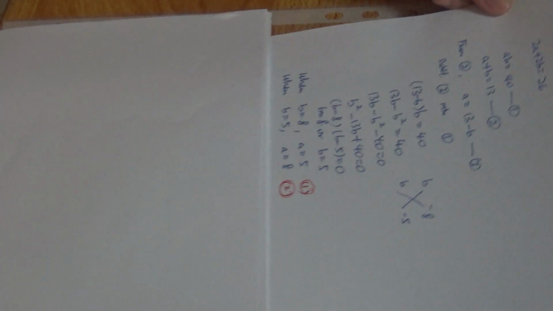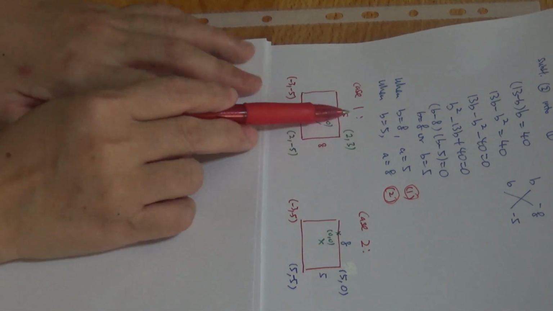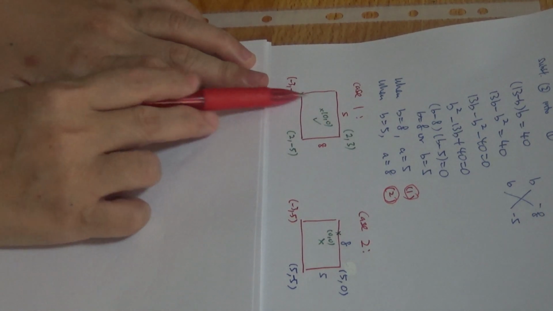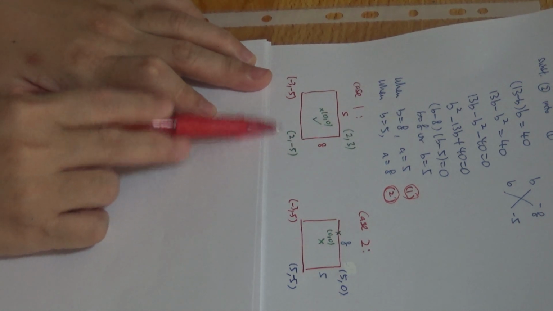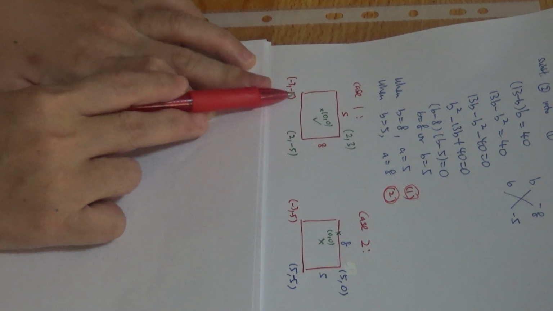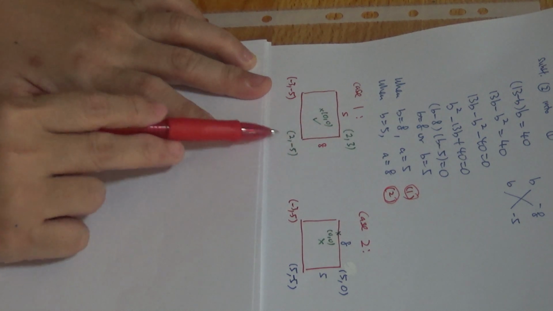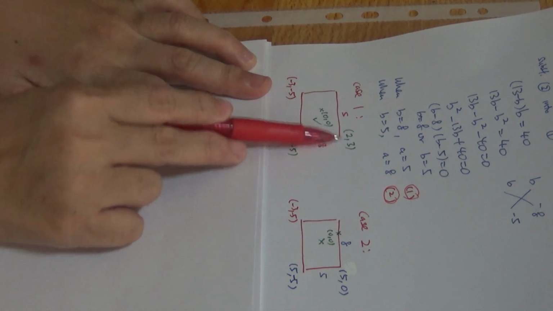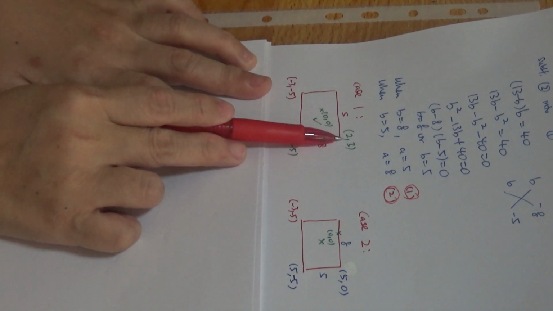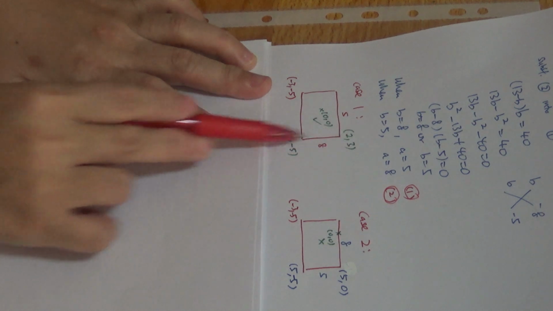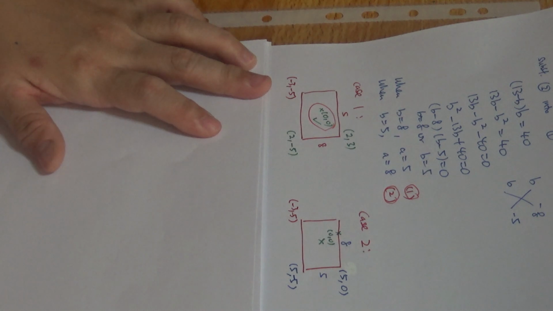Okay, now let's look at case 1. Case 1, we have (-3, -5). Now if this is 5 units, I will have this x coordinate as 2 because we moved 5 spaces, but the y coordinate remained the same, so it's -5. And we move upwards 8 units, so -5 plus 8 units will give me 3. The x coordinate remained the same because it's vertical. Now we realize that in this case, the origin lies inside the rectangle.